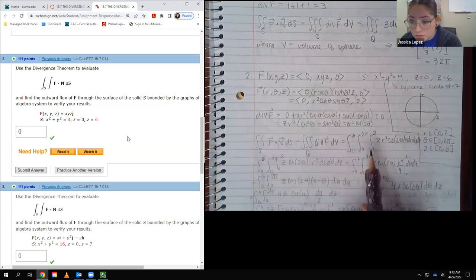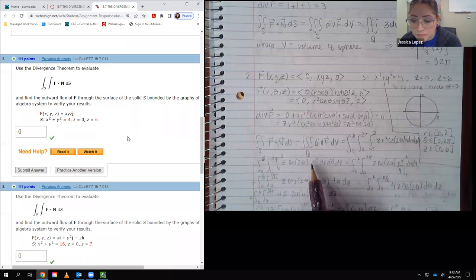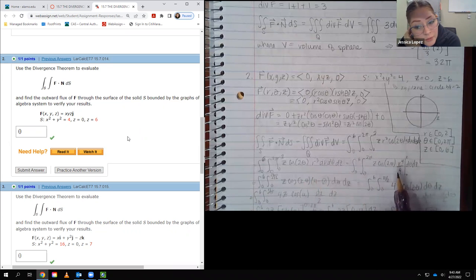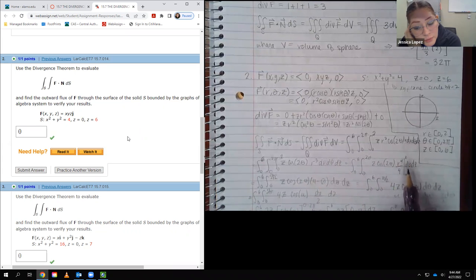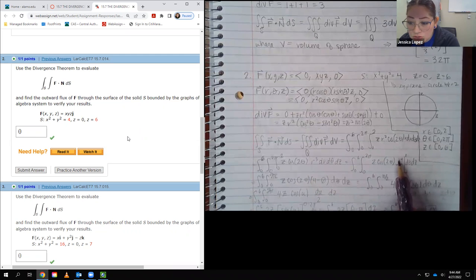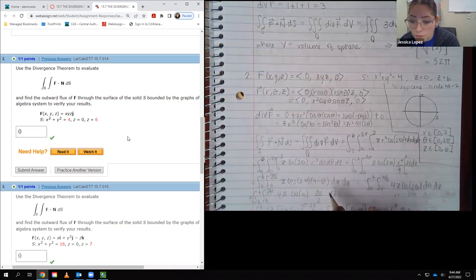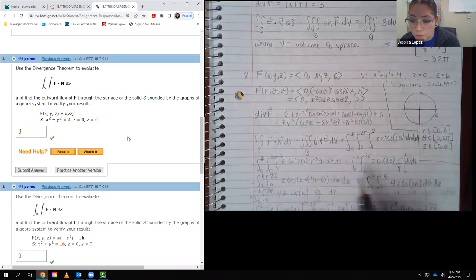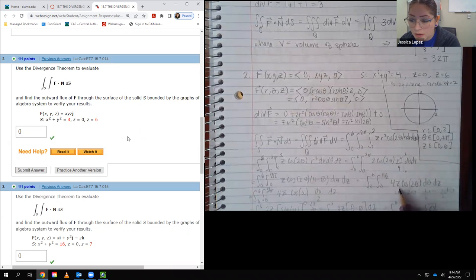So when I multiply this r times that r, or r squared times r, I end up with r cubed. So when I integrate r cubed with respect to dr, I end up with r to the 4th power over 4, and then I have to evaluate that from 0 to 2. When I plug in 2, I get 16 over 4, which is where this 4 came from. And when I plug in 0, I get 0 over 4, which is where this 0 came from. So ultimately, I just end up with a 4 coefficient there, okay?